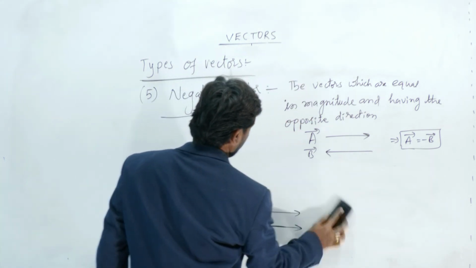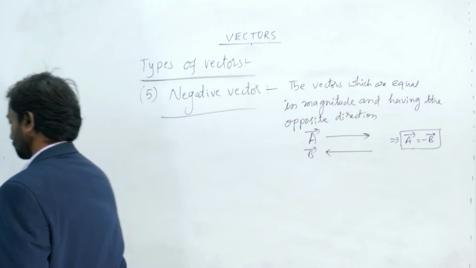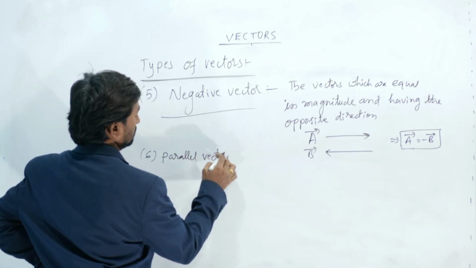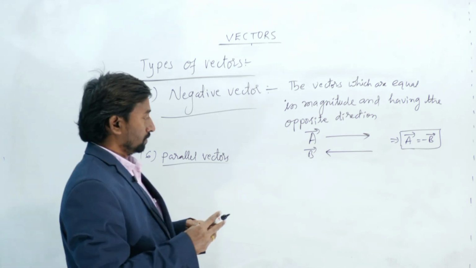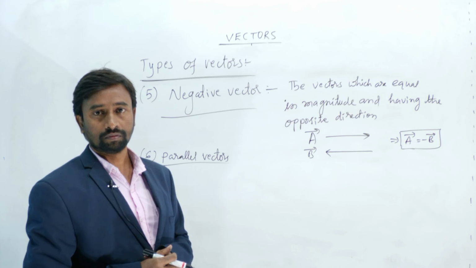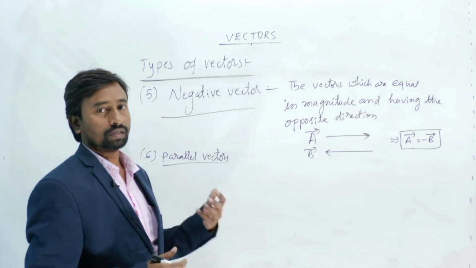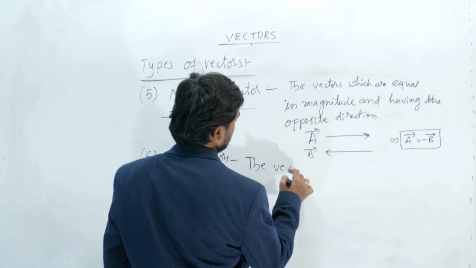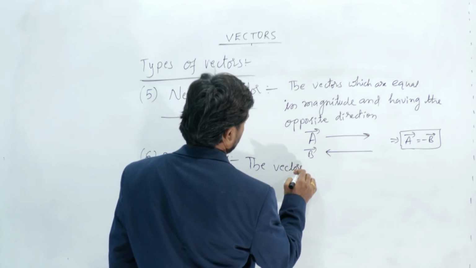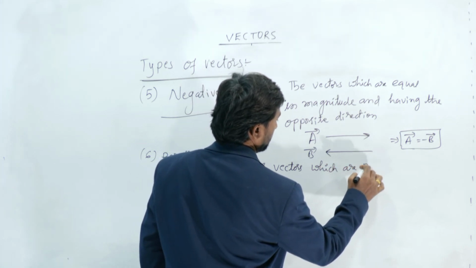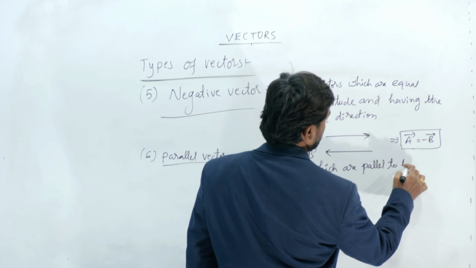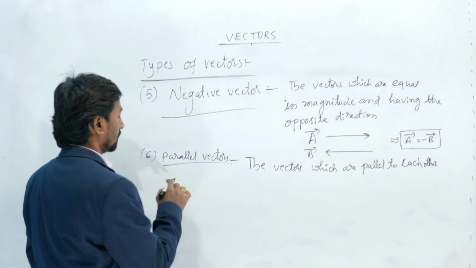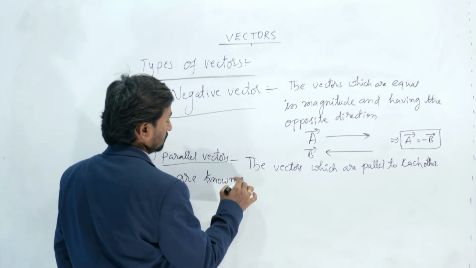Next type of vectors: parallel vectors and unparalleled vectors. The sixth type of vectors are parallel vectors. Parallel vectors are nothing but vectors which are parallel to each other. The vectors which are parallel to each other are known as parallel vectors.